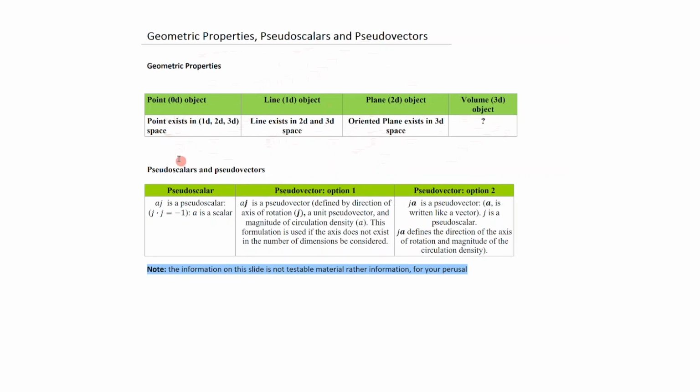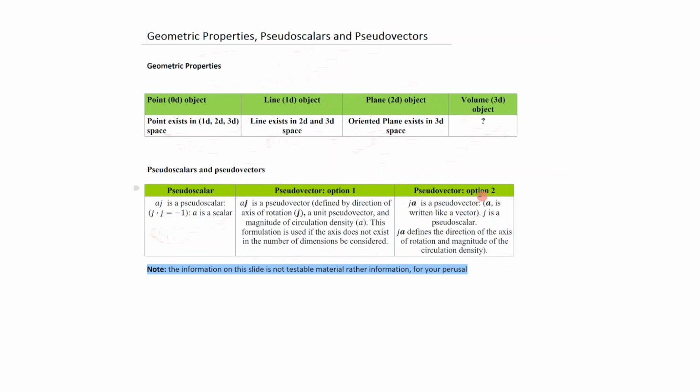Now what about differentiating between pseudoscalars and pseudovectors? A pseudoscalar, for instance, AJ is a pseudoscalar. Recall that J dot J is -1 and A is a scalar. Now, a pseudovector we can write in two different ways. Option 1, we can say A, some scalar, times J. J, we said, was a pseudovector, and it basically defined the direction of the axis of rotation, and its magnitude A was the circulation density. This is a formulation that's used if the axis does not exist in the number of dimensions being considered.